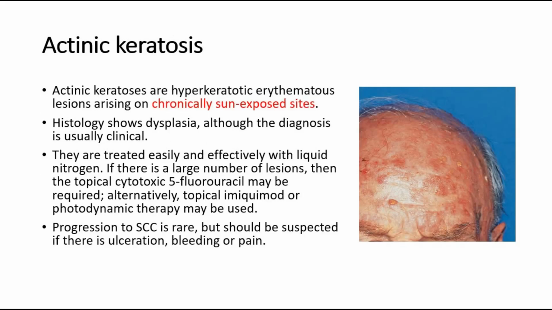Next, we look at actinic keratosis. Actinic keratoses are hyperkeratotic erythematous lesions arising on chronically sun-exposed sites. Histology shows dysplasia, although the diagnosis is usually clinical. They are treated easily and effectively with liquid nitrogen. If there is a large number of lesions, then the topical cytotoxic 5-fluorouracil may be required. Alternatively, topical imiquimod or photodynamic therapy may be used. Progression to SCC is rare, but should be suspected if there is ulceration, bleeding or pain.